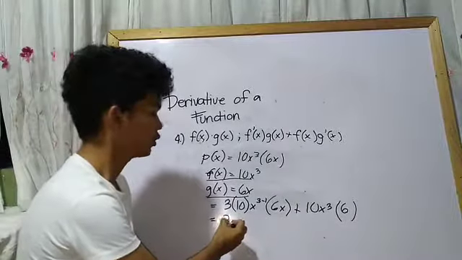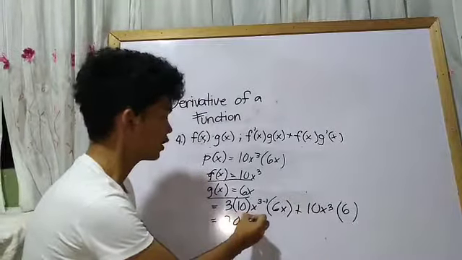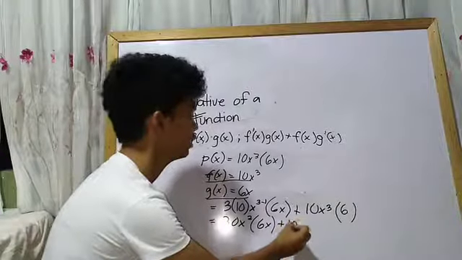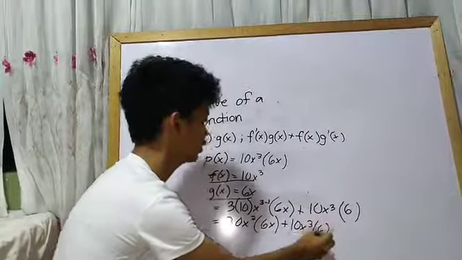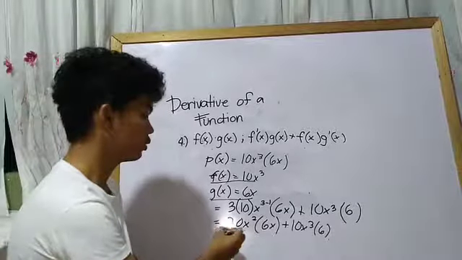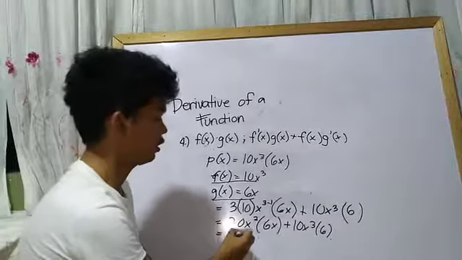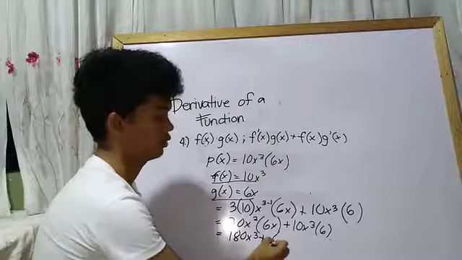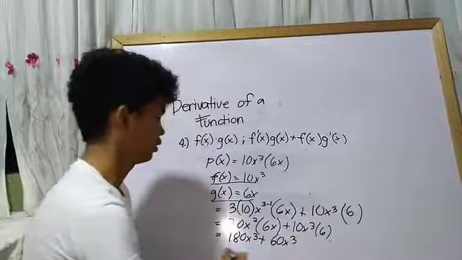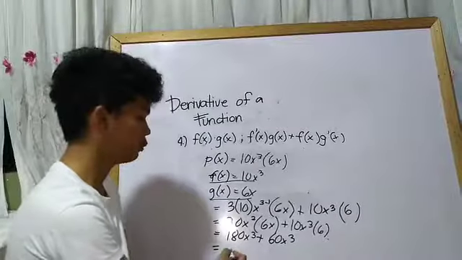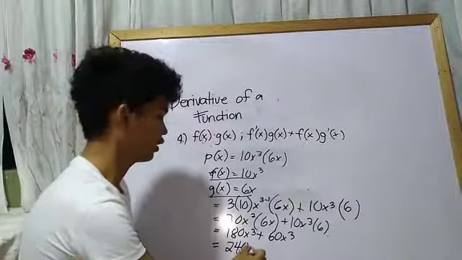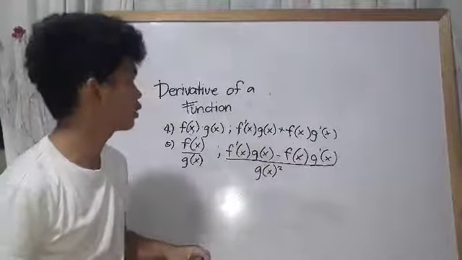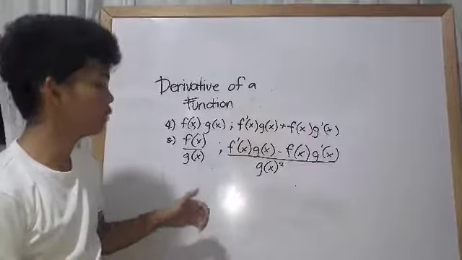So 30x squared times 6x plus 10x cubed times 6 is equal to 180x cubed plus 60x cubed. So the final answer should be 240x cubed.